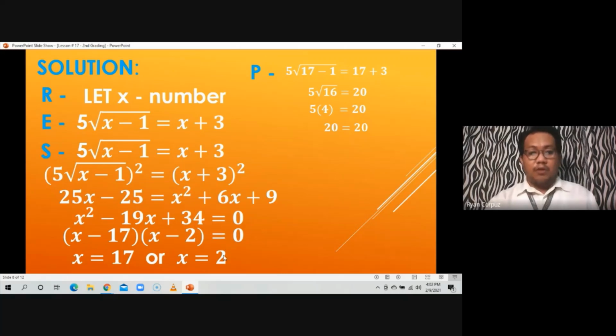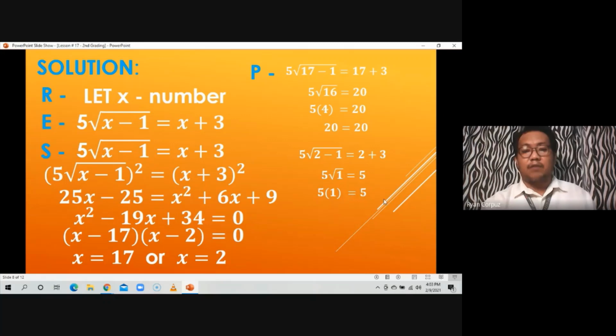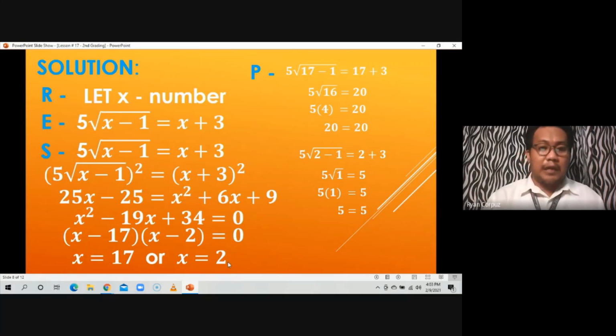So now let's try also if 2 is also a solution. Because this time, let's use 2 in proving. So 5 square root of 2 minus 1, yun yung value ng x minus 1, is equal to 2 plus 3. Then 2 minus 1 is 1. What is the square root of 1? That is 1. So maging ganito muna, simplify natin. That would be 5 square root of 1 is equal to 5. Since the square root of 1 is 1, magkakaroon tayo ng 5 times 1 is equal to 5. And 5 times 1 is 5, which is also equal to 5. So that 2 also satisfies the condition in the problem.